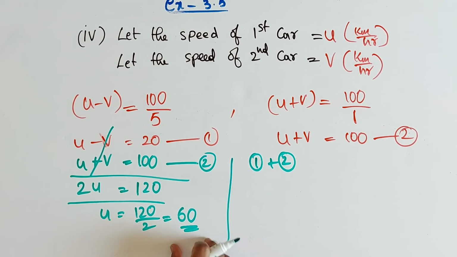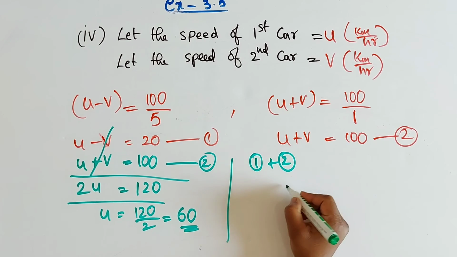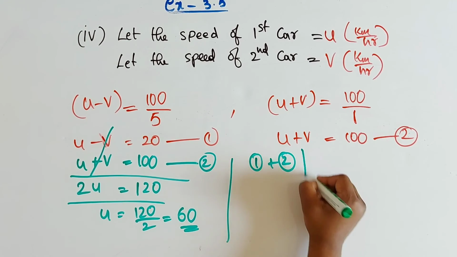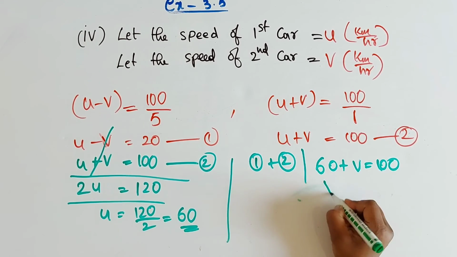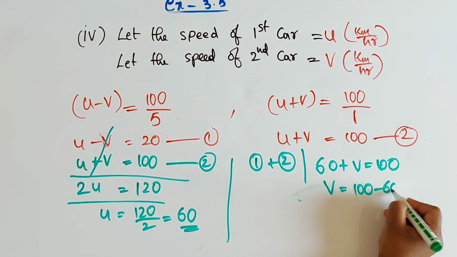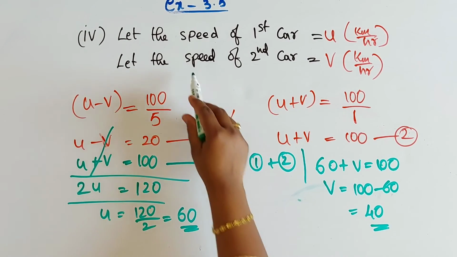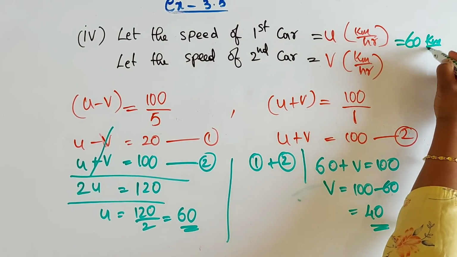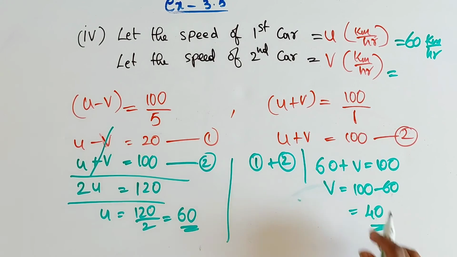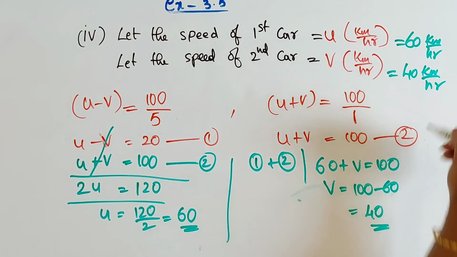Now we'll find out the v value, children. We can substitute the u value in any equation. I'm taking the second equation u plus v equals 100. U is 60. That means 60 plus v equals 100. Therefore, v equals 100 minus 60, children, that equals 40. What is u? The speed of the first car, that means 60 kilometers per hour. The speed of the second car is 40 kilometers per hour. That is the v value. Right, children?